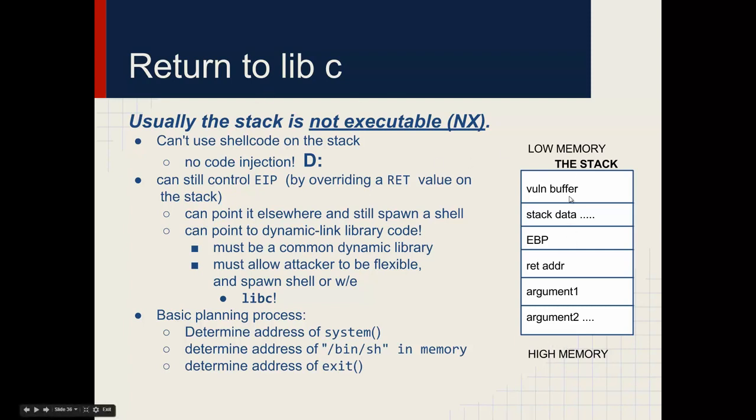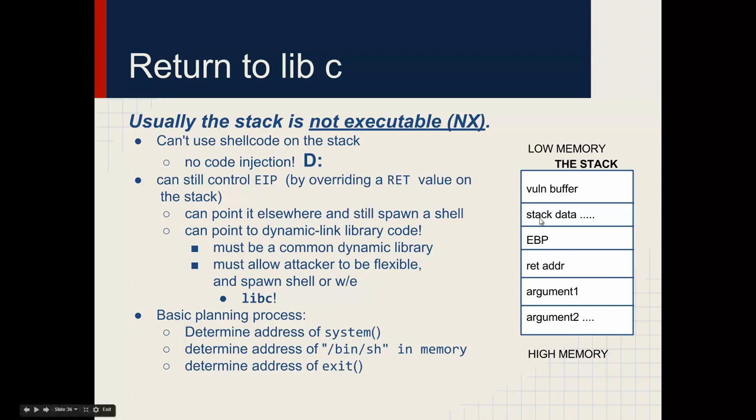So take this stack diagram. The stack obviously is going to grow towards lower memory, so it's growing up towards the top of the slide. And usually nowadays the stack is going to be memory protected. It's going to be set to not executable, so you can't really use shellcode. You can't inject malicious code, but you can still do buffer overflows and still control EIP. Maybe there's a stack cookie, but you can still brute force it eventually and still control EIP. So at that point, what can an attacker do?